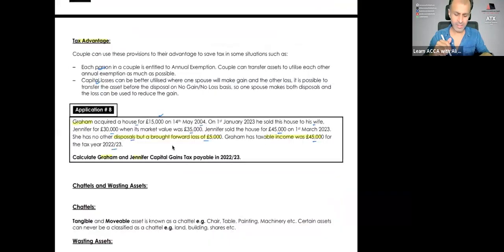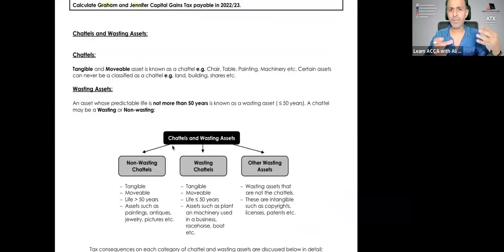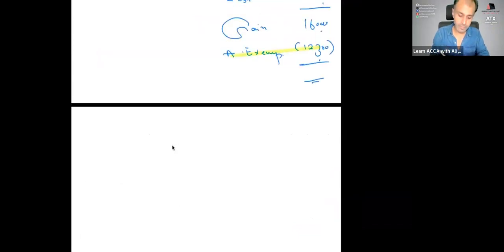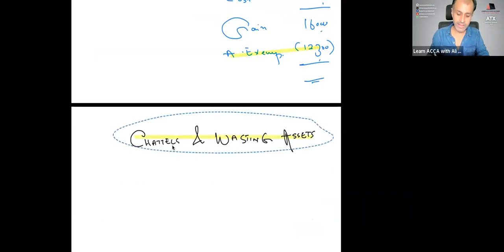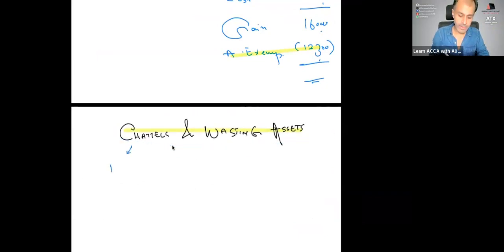A very little discussion that should not take more than the next 30 odd minutes to finish, and we can quickly finish it off. Chattels and wasting assets. So the definition of chattel: anything that has these two characteristics is called a chattel. Tangible it has to be, and movable it has to be. So any example that has these two characteristics will be a chattel.